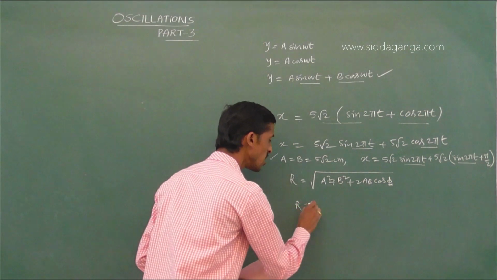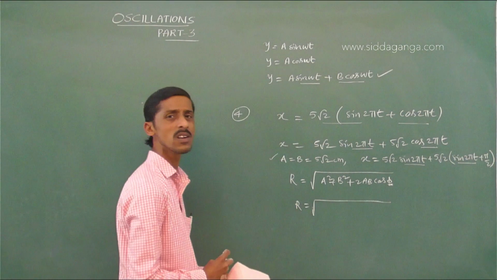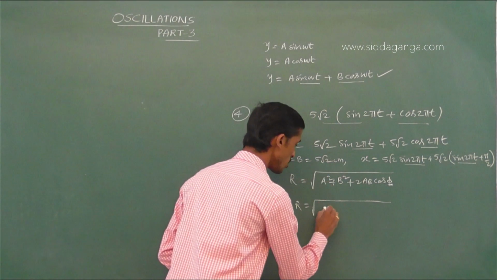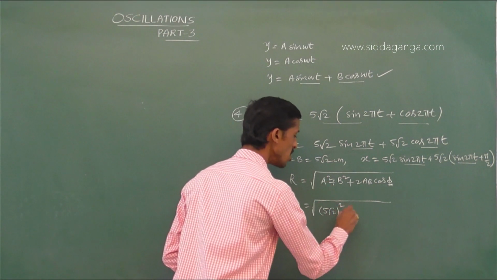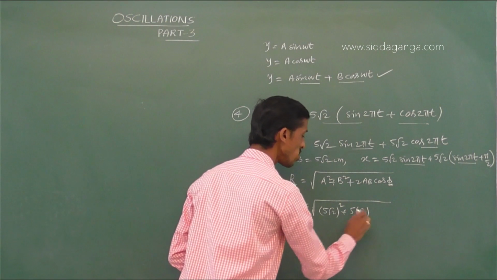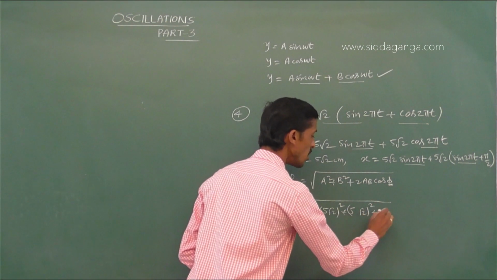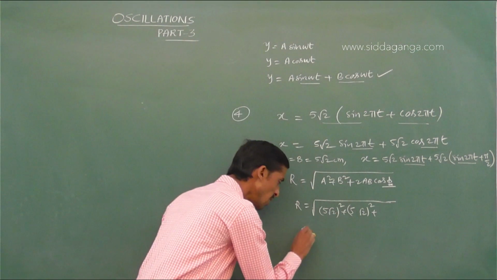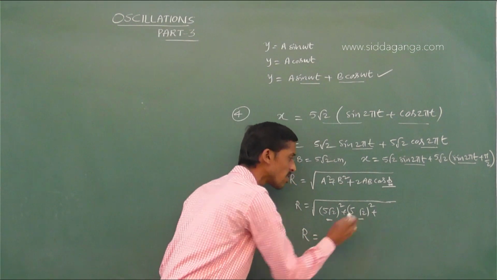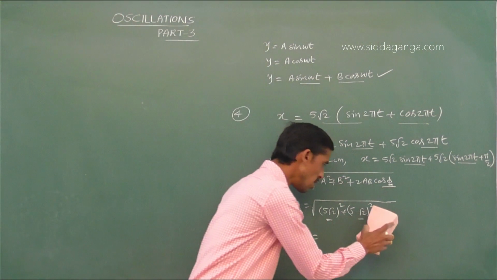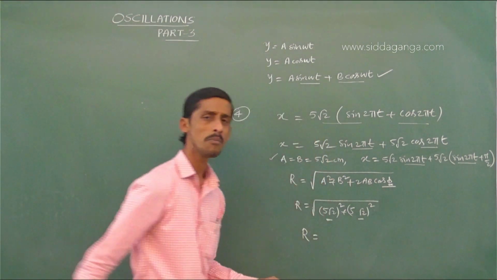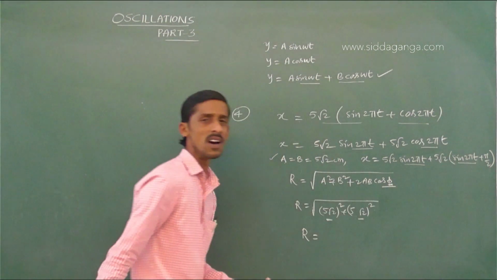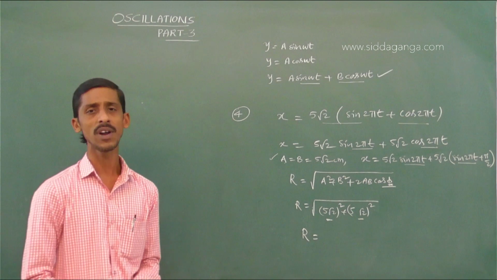So R is equal to square root of A square plus B square. So 5 root 2 square plus 5 root 2 square plus 0 plus 90 will be 0. So for two vectors of equal magnitude and for the angle 90 degrees, resultant will be root 2 times of 0.